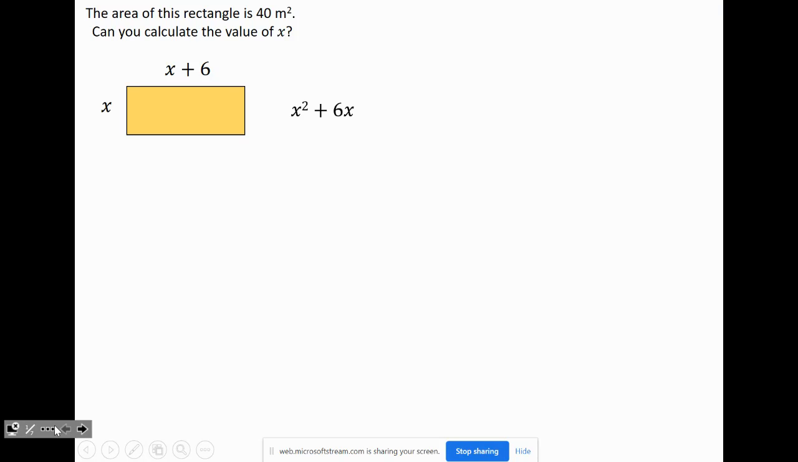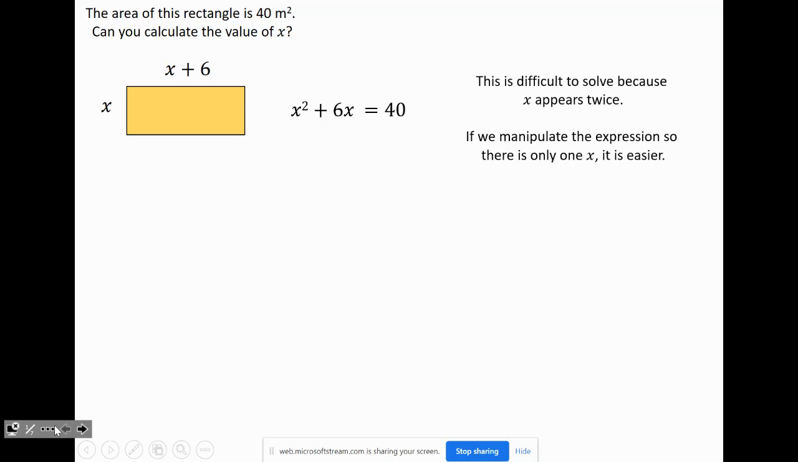So in this instance, the area is x times (x plus 6), so x squared plus 6x, and that would equal 40. One way of doing this is trial and error, possibly, but that's probably a bit difficult because x appears twice in this. We can manipulate it so there's only one x, to make it easier.